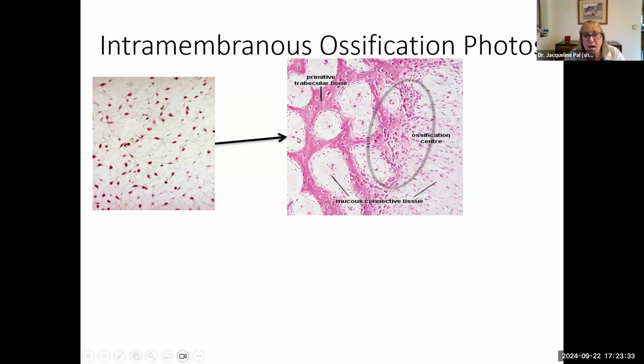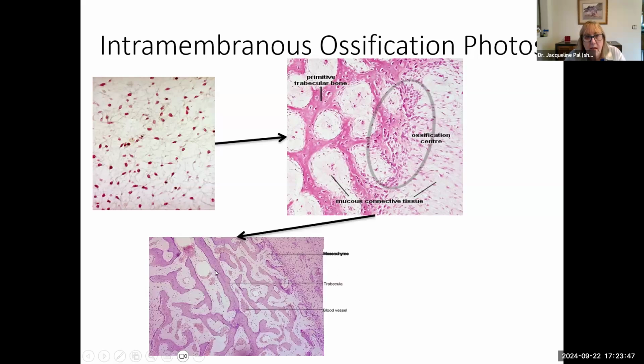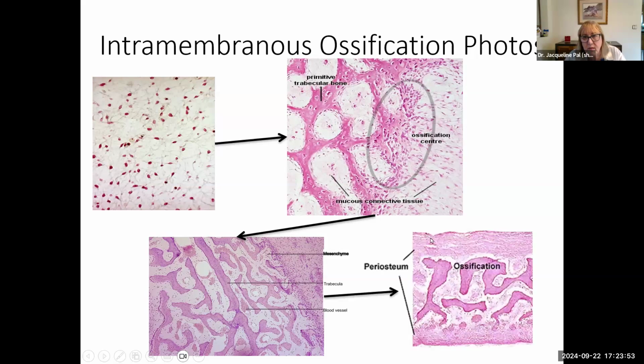Over here, we've got trabeculae already forming, and you can see lots of osteoblasts on the edges, and you can see trapped osteocytes in their lacuna in the bony spicules. You can see this is more developed, and over here we're starting to form some periosteum, and over here we can see that periosteum has formed on both sides. And I don't have any compact bone showing on either side.